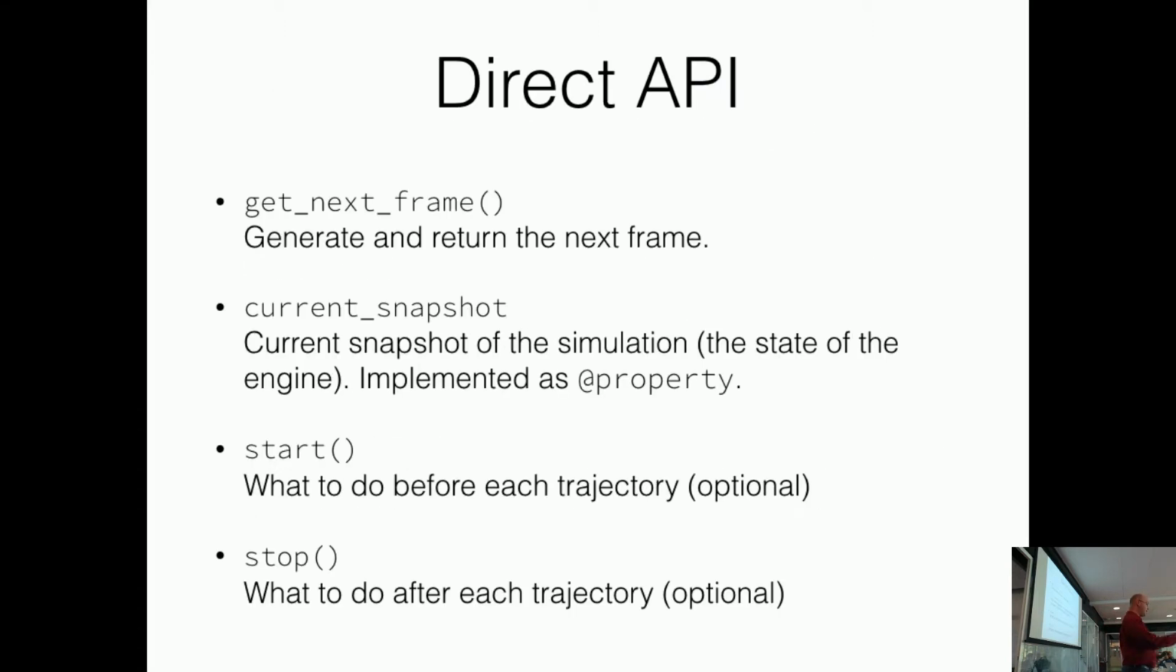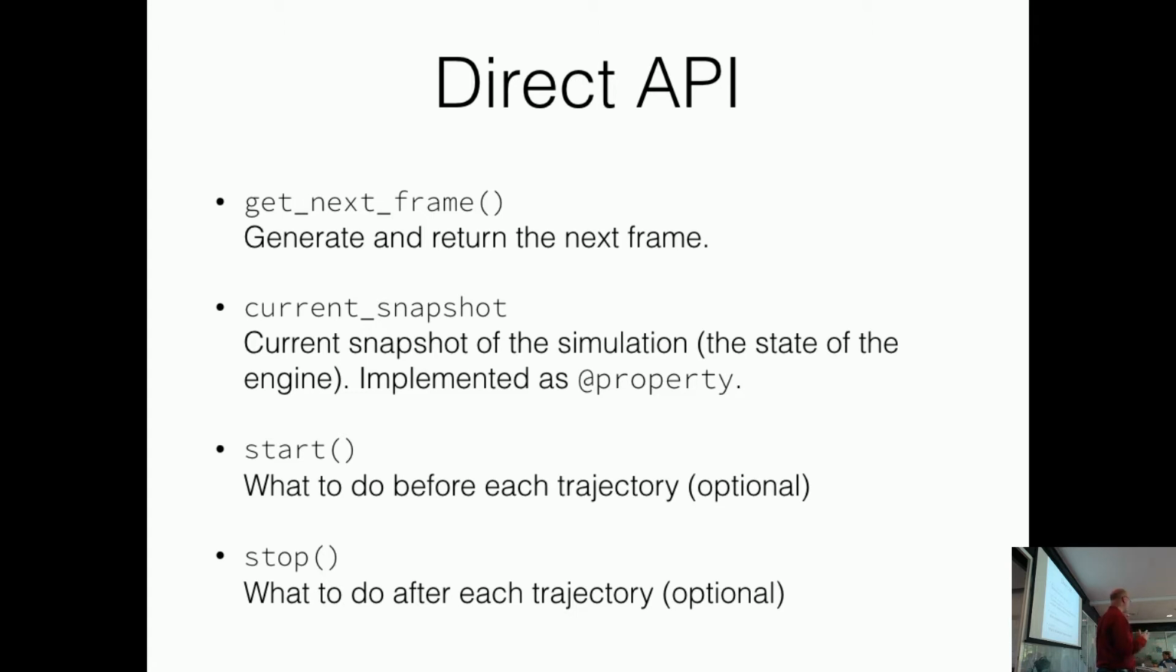The APIs are pretty simple. The Direct API, you need to be able to get the next frame. You need to be able to set and extract the current snapshot. And we do that as an @property. We talked a little bit about that earlier, the property decorator.